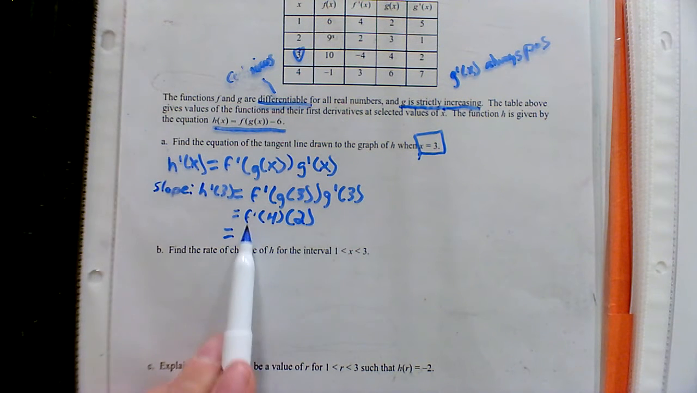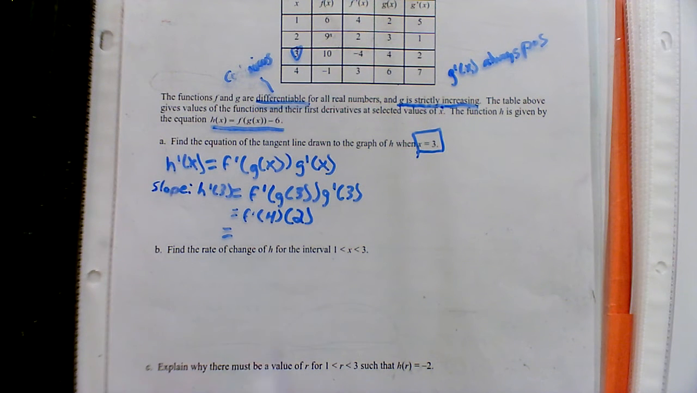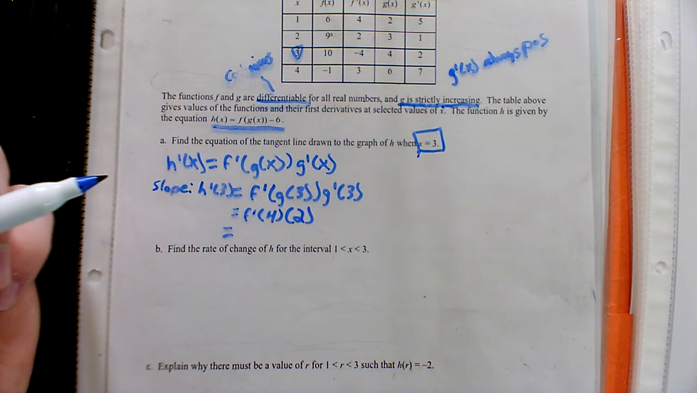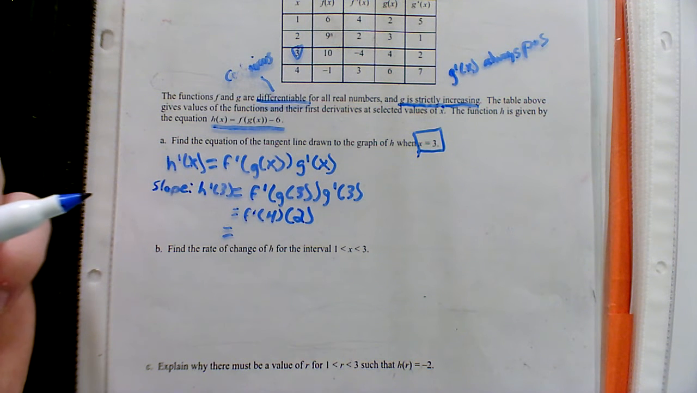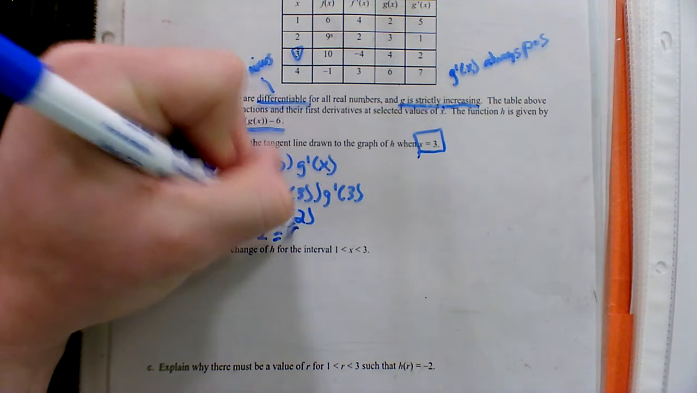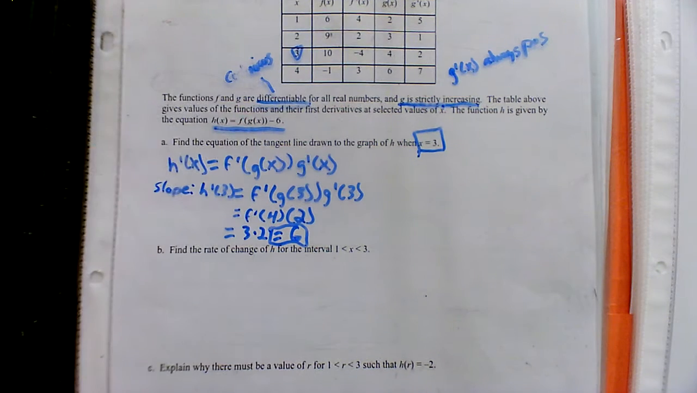Okay. Do I need to find f prime of 4 first, or can I multiply the 2 and 4 first? Which do I need to do first? F prime of 4 first, yes. So using the table, find f prime of 4. F prime of 4 is 3. So I get 3 times 2, so 6. 6 is the slope.